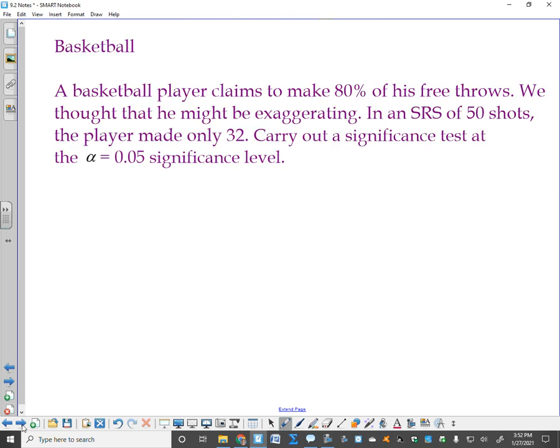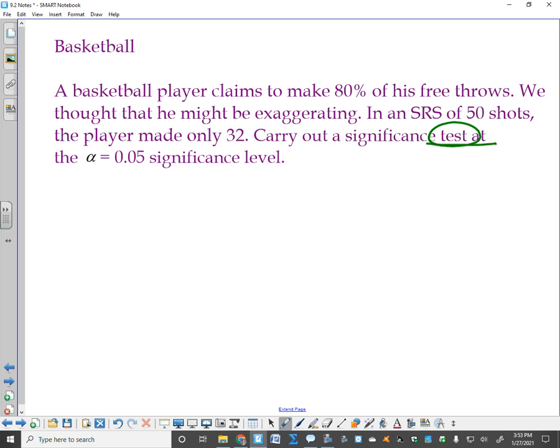Okay. So we have laid the groundwork. We are going to do three FRQs. Here we go. A basketball player claims to make 80% of his free throws. We thought he might be exaggerating. In a simple random sample of 50 shots, the player made only 32. Carry out a significance test.